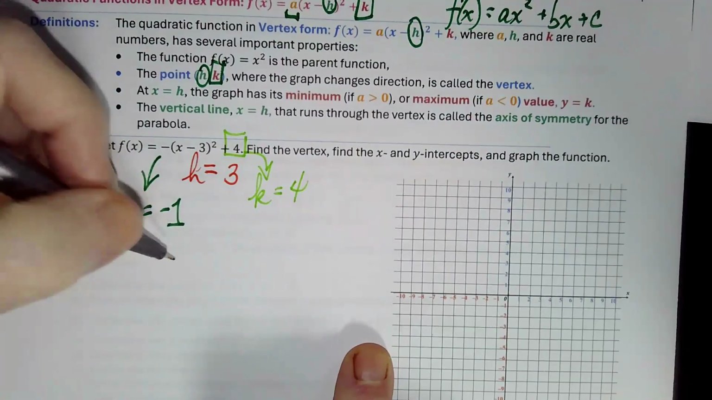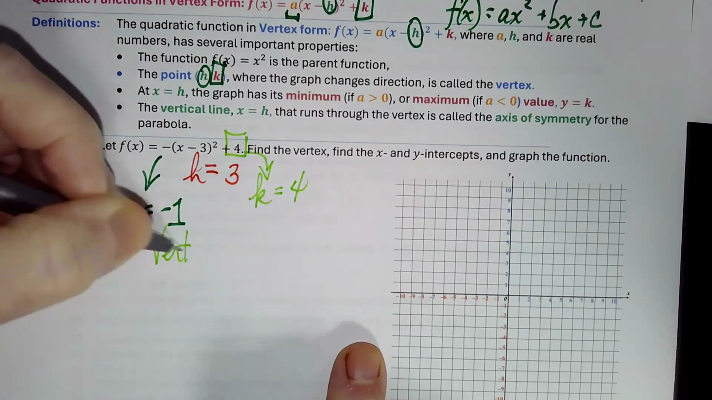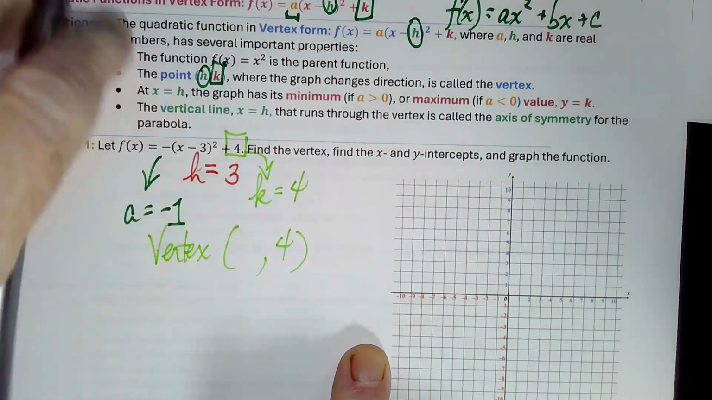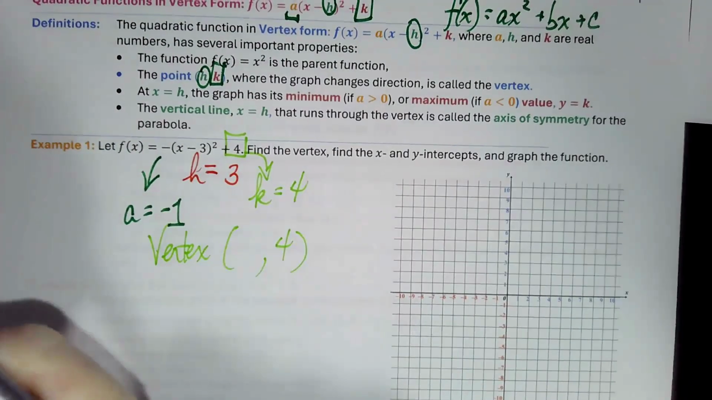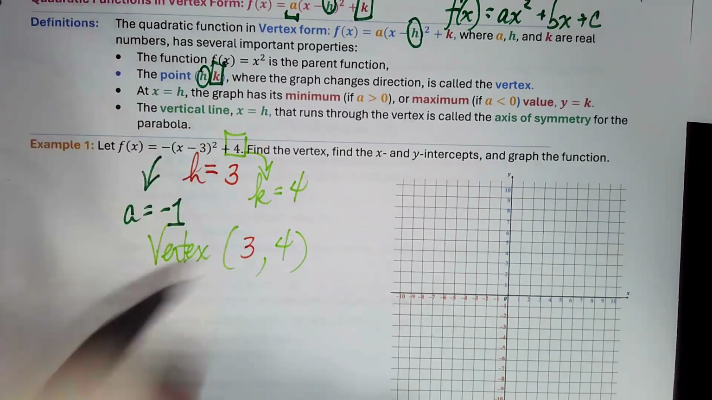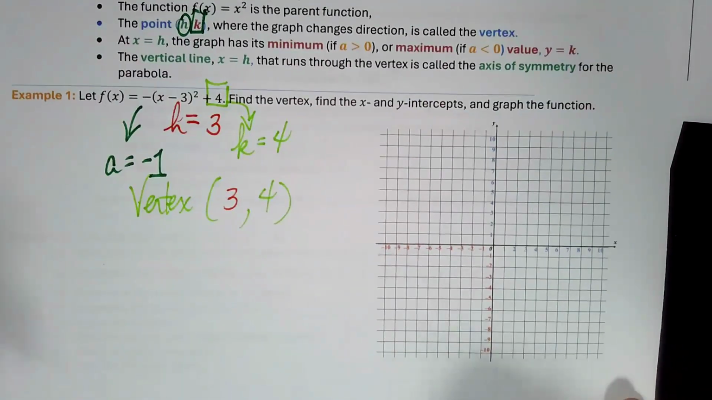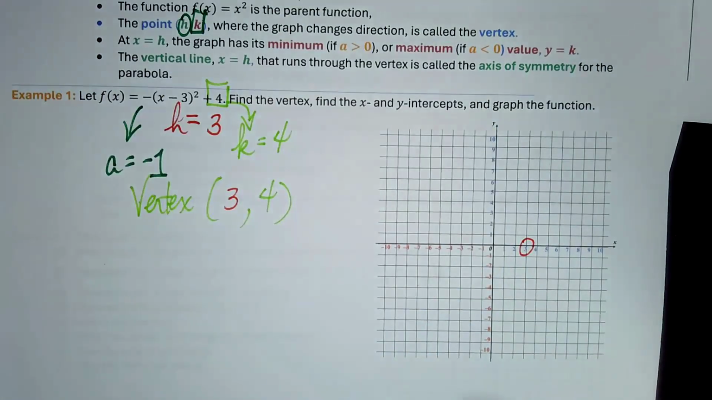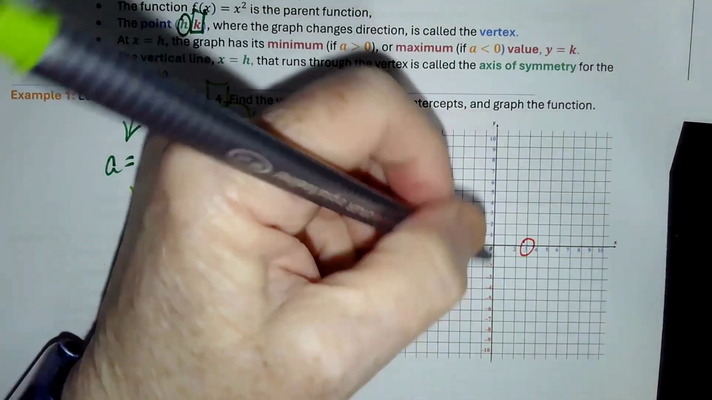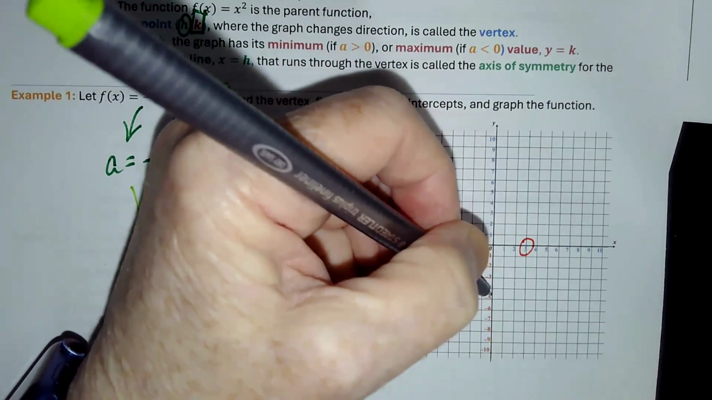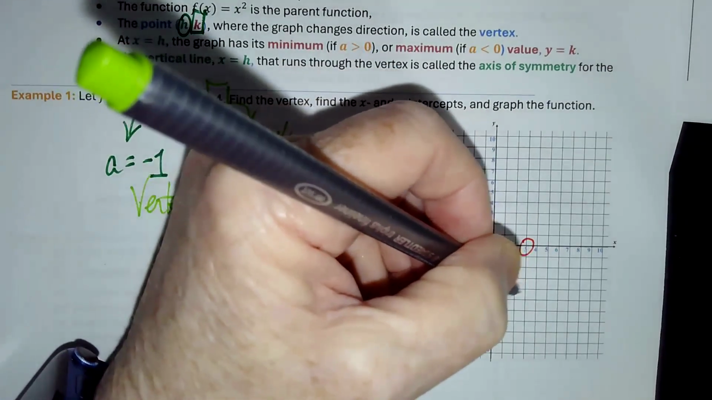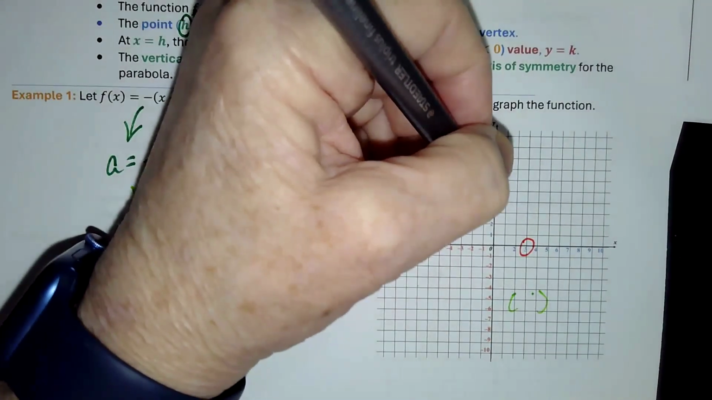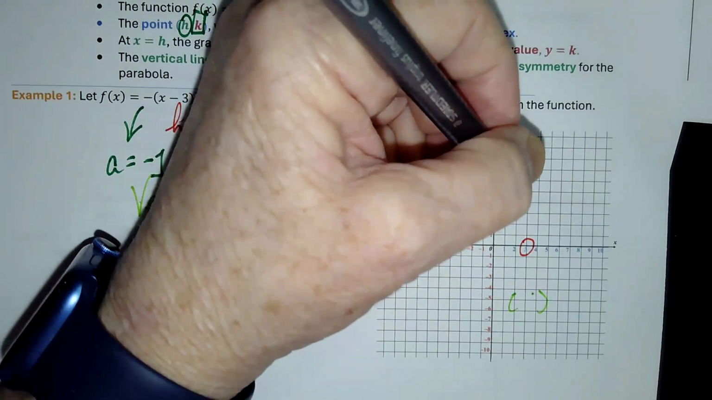And that means that the vertex will be (3, 4). And so we go over 3, up 4. Okay, here we go.